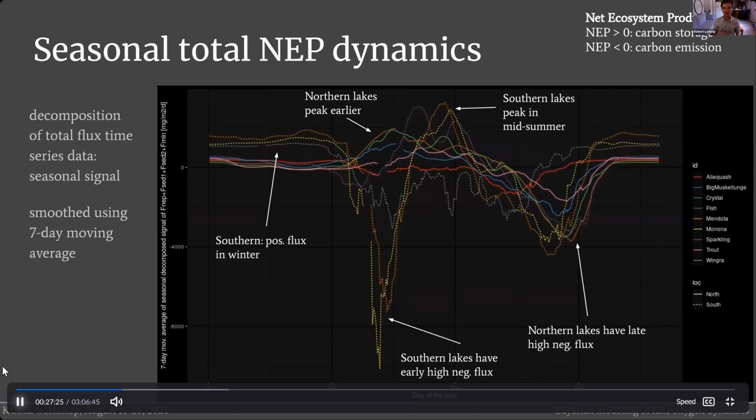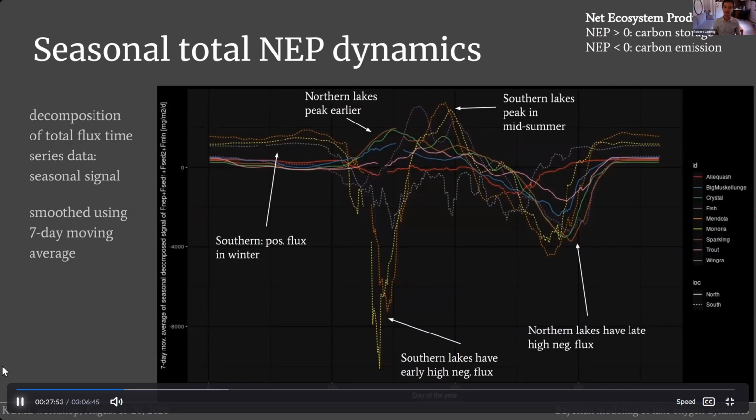So at about day 150, we have a huge negative flux in the southern lakes. So they are emitting carbon into the environment. And this is in late spring, early summer. And then if you go to summer, first the northern lakes peak, and then the southern lakes peak. So they are then storing carbon. And at the end in fall, all these lakes have a negative flux again. But still you can see these lakes are really different from each other, which is due to the catchment and also the lake type. This was one of the early interesting findings we got for Wisconsin.